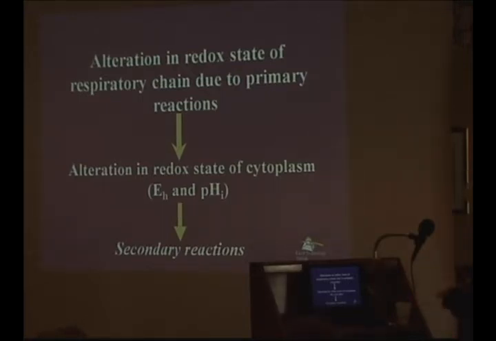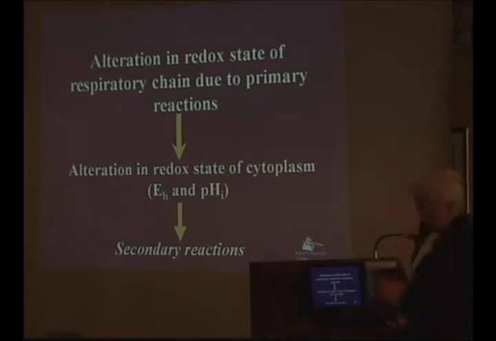Summarizing this part of my talk once more, we get alteration in the redox state of the respiratory chain under irradiation. Then we get alteration in the redox state of the cytoplasm. There are many parameters which have been measured. I would like to emphasize the work of Professor Passarella in Paris. He has been in the field, I think, from the early 80s, and he has done a lot of work in this.